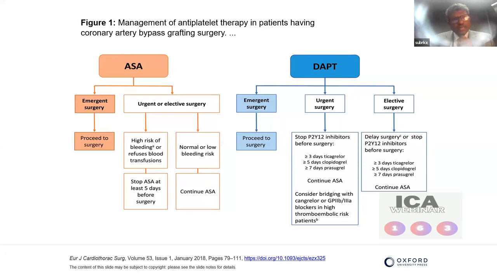If a patient has a high risk for bleeding, it's a redo case or multiple risk factors for bleeding, as I mentioned, aspirin can be stopped in high-risk patients. In patients taking Plavix, if you stop Plavix, consider bridging with GP2B or 3A blockers in patients with high thromboembolic risk.